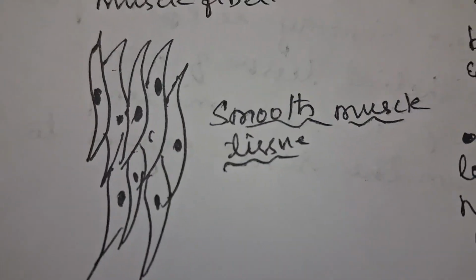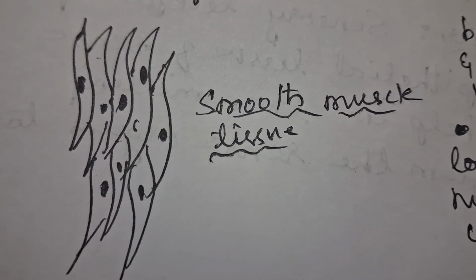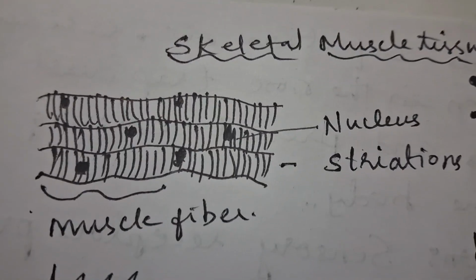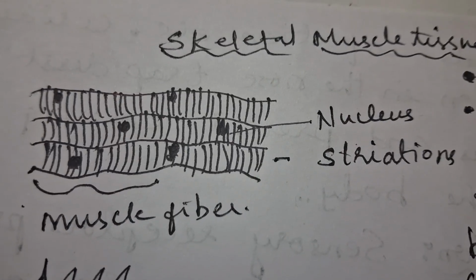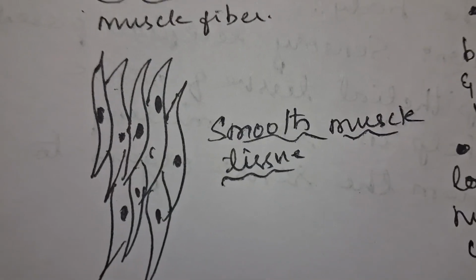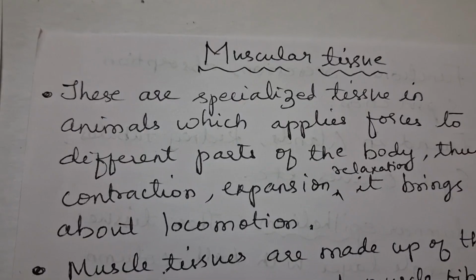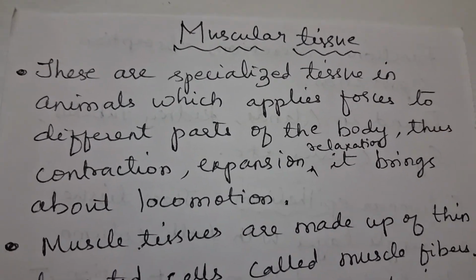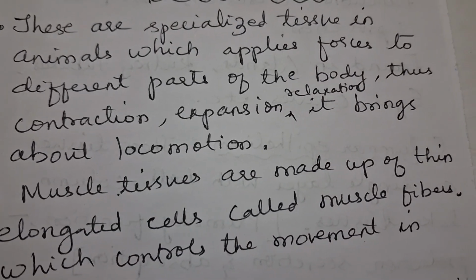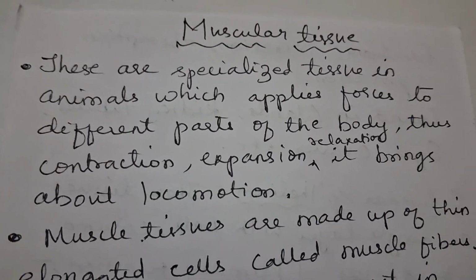These are smooth muscle tissues, or non-striated; they are involuntary. These muscles are not under our control, whereas skeletal muscles are under our control. If we want to move our hands, we can move them; it is under our will. The smooth muscles are not under our will. Muscle tissues are specialized tissues in animals which apply forces to different parts of the body. Through contraction, expansion and relaxation, they bring about locomotion. These are some functions of the muscular tissues.